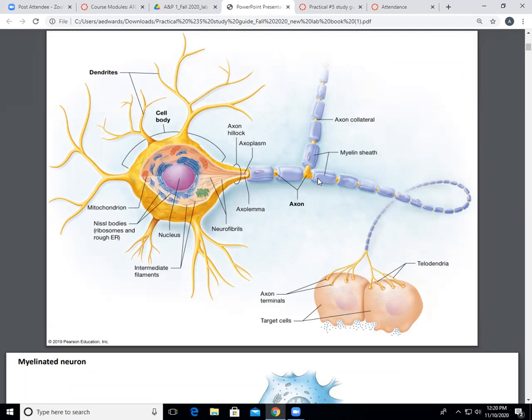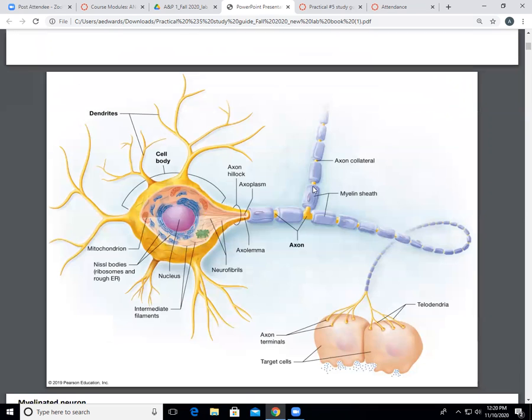And the areas in between these, the larger areas, we call those myelin sheaths or internodes. Okay, nodes are also known as axon collaterals. Okay, the branches at the end of the axon, we call those telodendria. And then the actual endings, we call those axon terminals. Okay, and these are some target cells that this neuron is synapsing with.